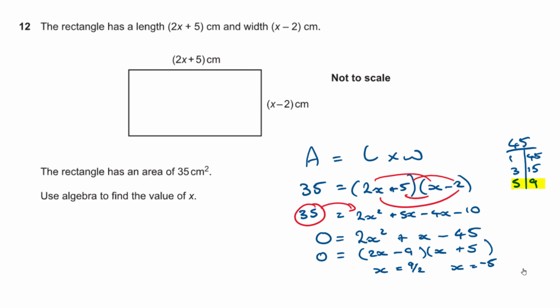Okay? Now, does that make sense in this question? Because if x was minus 5, then up here, look, I would get 2 lots of minus 5, minus 10 plus 5, which is a negative number, and I can't have a rectangle with a negative value in reality, so that one is not a solution. Okay, it's a solution to my quadratic, but it's not a solution to this problem. Okay, so I'm just going to ignore that one. I'm instead going to use the x equals 9 over 2 or 4.5. Okay, so x is 4.5.